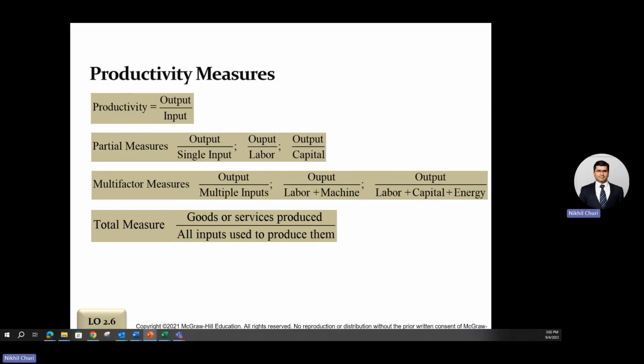The next variant of productivity is the multi-factor measure. On a higher level, it is the same output upon input, but output upon multiple inputs, and these multiple inputs could be labor plus machine, or labor plus capital plus energy plus machines, and so on. A total measure is goods or services produced, usually either quantity or sales amount, divided by all the inputs used to produce them, and you'll use the respective units, quantity or sales amount, for the inputs also.